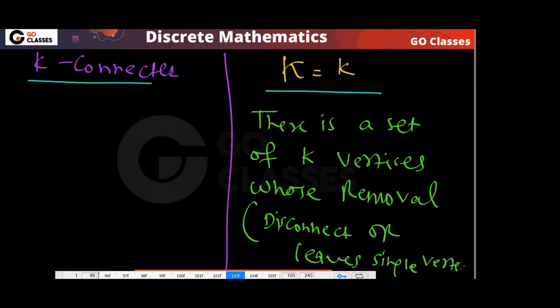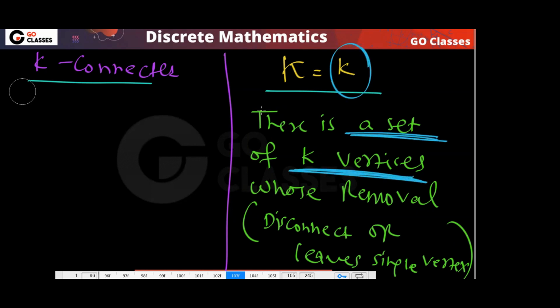Correct or not? It means you can definitely say that if your kappa is k, there is some set of k vertices whose removal will definitely disconnect the graph. But here you cannot guarantee that.